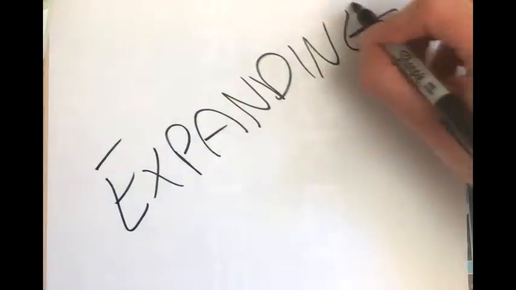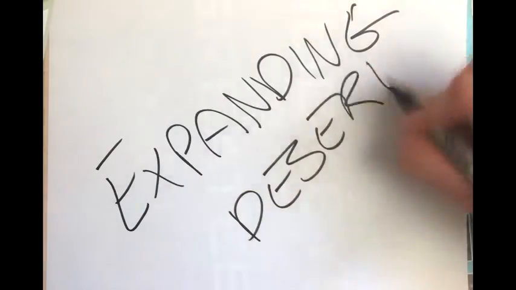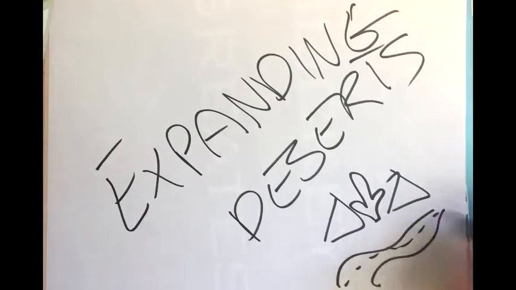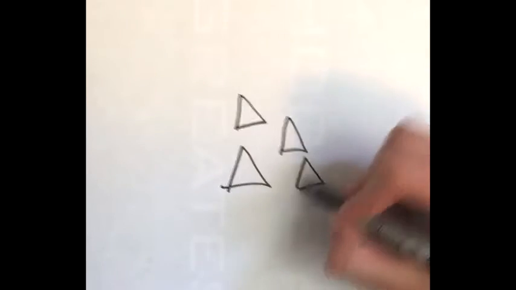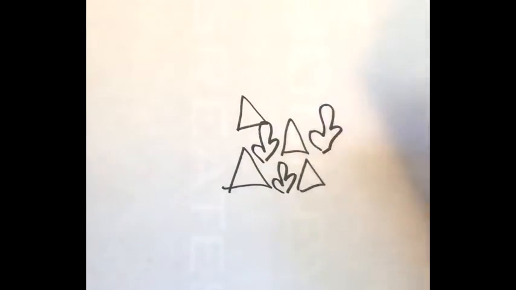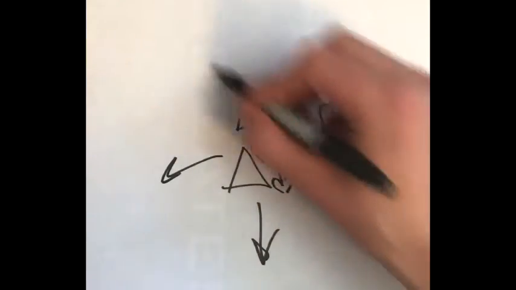So today I'm going to be talking a little bit about expanding deserts, what effects it has, what the problems are, and a possible solution. Expanding deserts are pretty self-explanatory just from the name. It's a desert and it expands into semi-arid regions around it, and it turns those semi-arid regions into a desert.